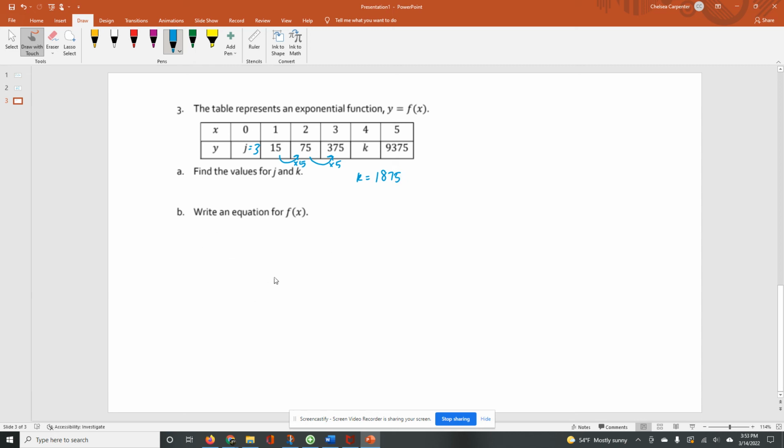Writing an equation, y is going to equal our initial value. That's our y-intercept, where x equals 0. 3 times 5 to the x.